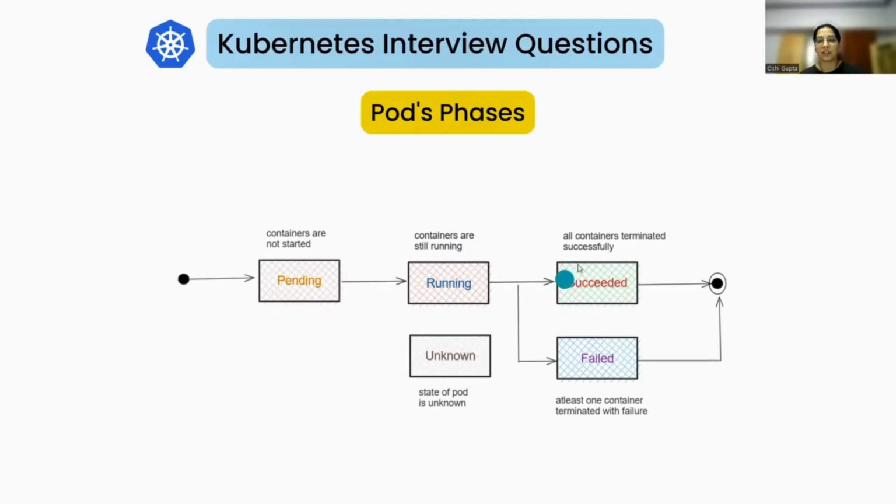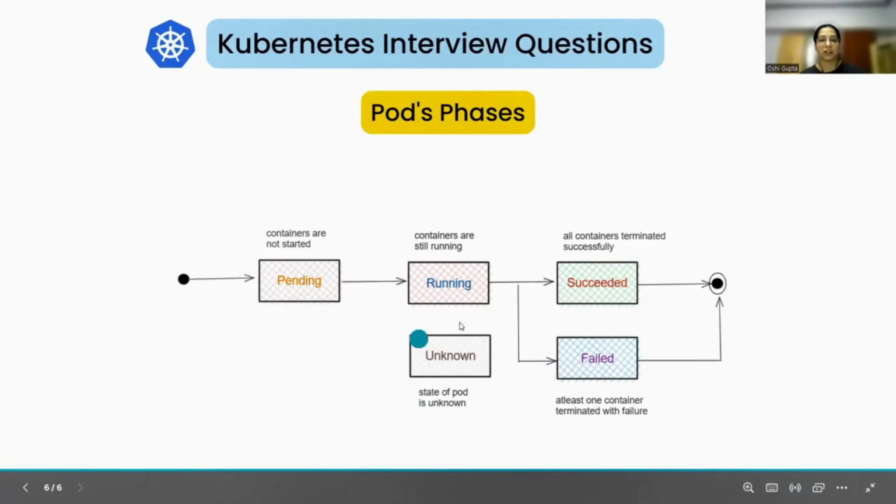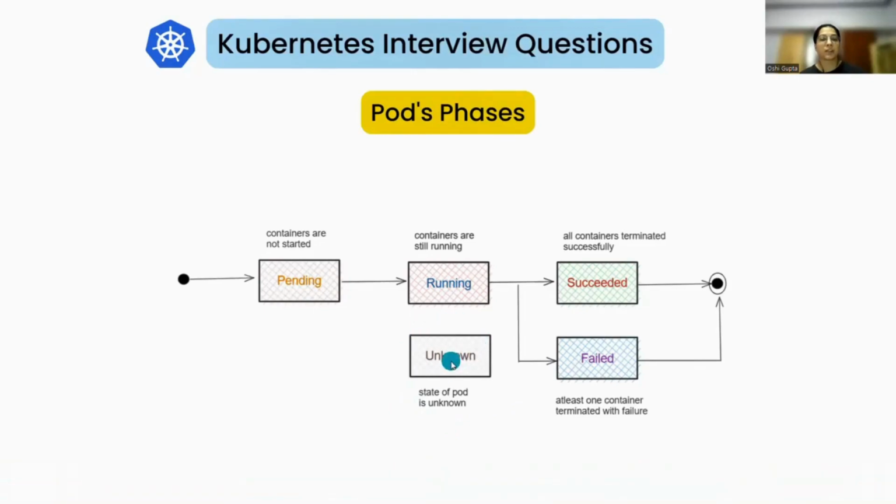After this, it can go to the succeeded phase, which shows that the containers have finished their task and terminated successfully. Otherwise, it can go to the failed phase, in which at least one container inside the pod has terminated with failure or exited with a non-zero status code. A pod can also go into the unknown phase, which shows that the state of the pod is unknown or undetermined for some reason.